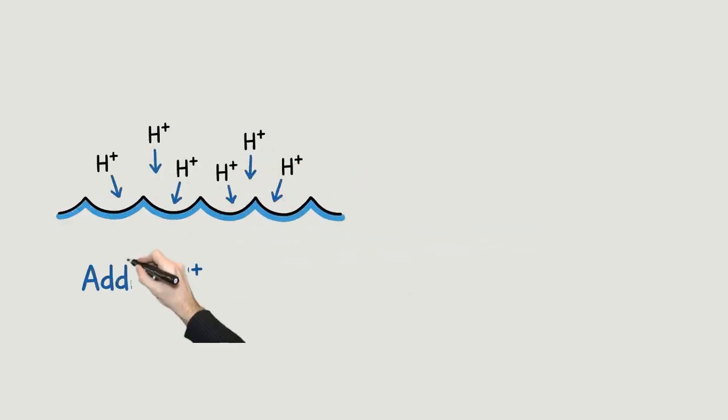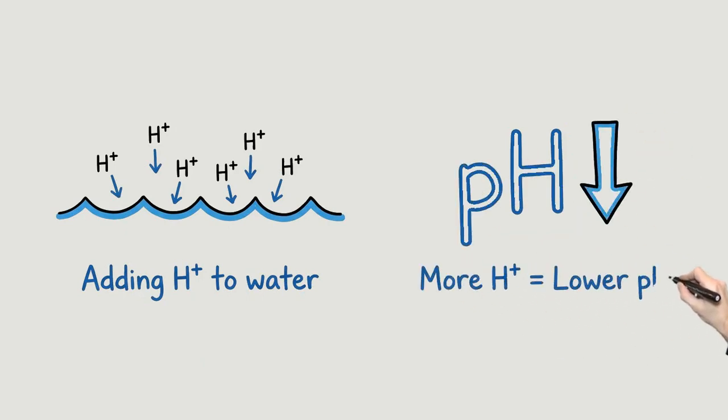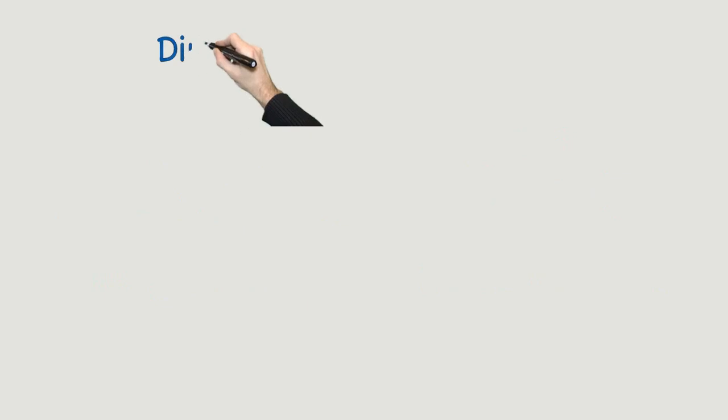Every time this reaction runs to the right, it adds H+ to the water. More hydrogen ions means lower pH. That's the direct reason ocean pH drops. But the story doesn't stop there.